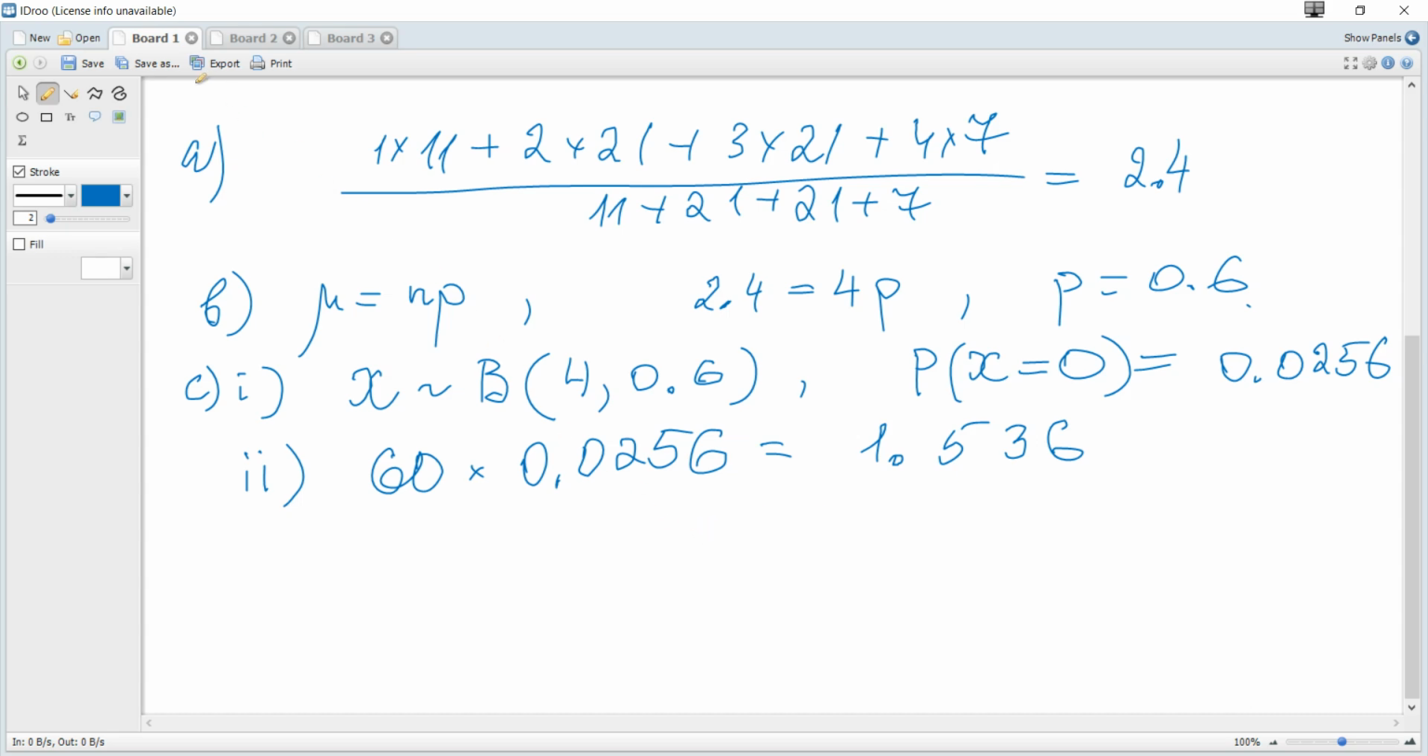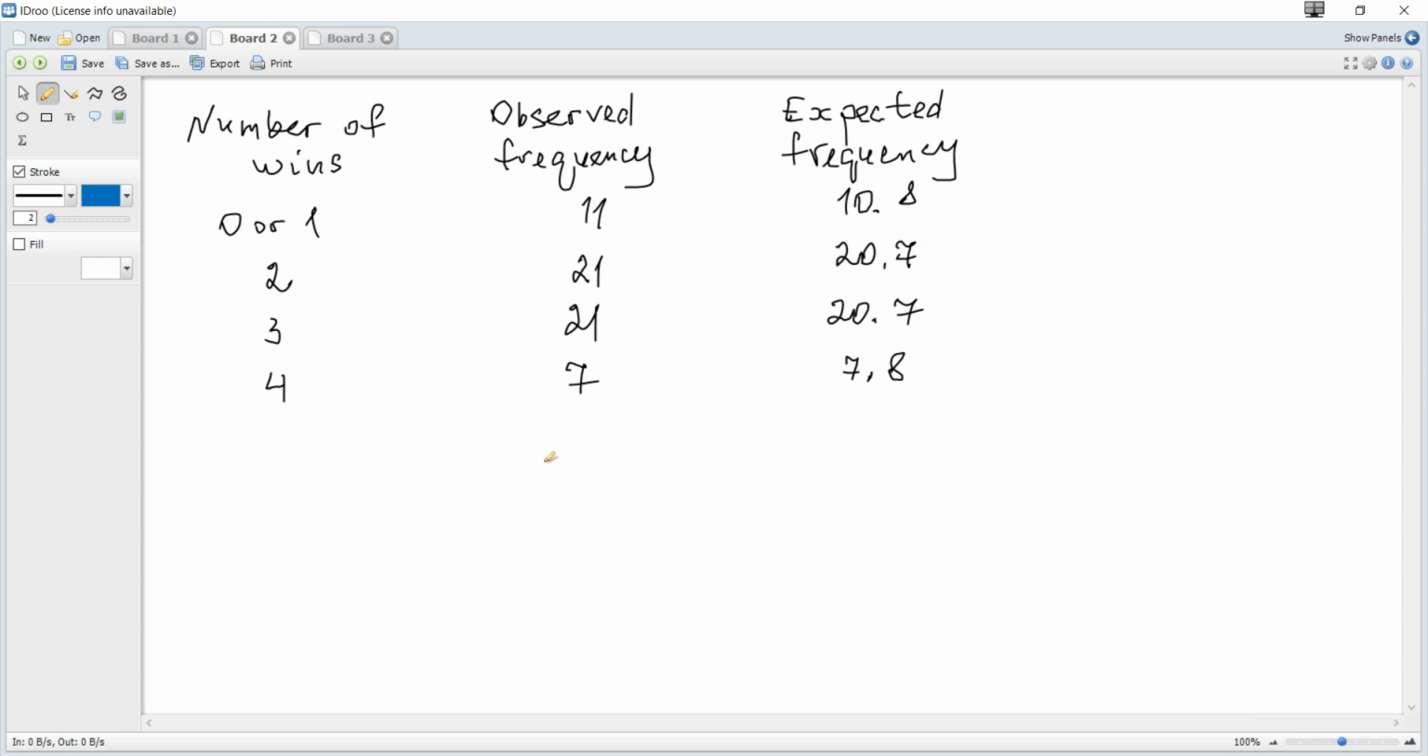The next. As some expected frequencies are less than 5, Peter combines rows in his table to produce the following observed frequencies. He then uses his binomial model to find appropriate expected frequencies correct to 1 decimal place. And question D. Peter uses this table to carry out a chi-squared goodness of fit test to test the hypothesis that the data follows a binomial distribution with n is 4 at the 5% significance level.